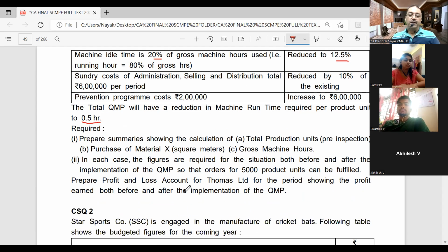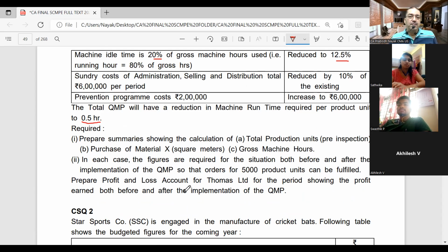And then the last part says, prepare profit and loss account for Thomas Limited for the period showing the profit earned both before and after the implementation. Need not prepare a profit and loss account. You can prepare a statement, a revenue statement. Okay, showing the profit which is earned before the implementation and after the implementation.